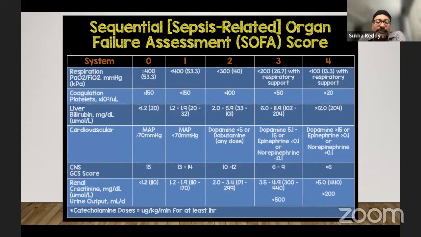A lower score is bad, higher score is good. So that's why GCS is not a critical care scoring: GCS, low score is bad, high score is good. In other scoring systems, high score is bad. So in renal, again, if the creatinine is more than 5, then you give a score of 4. So you have to score from 0 to 4, and then you look at lungs, coagulation, liver, heart, CNS, and renal. Based on these parameters, you give the sequential organ failure assessment score, that is the SOFA score.